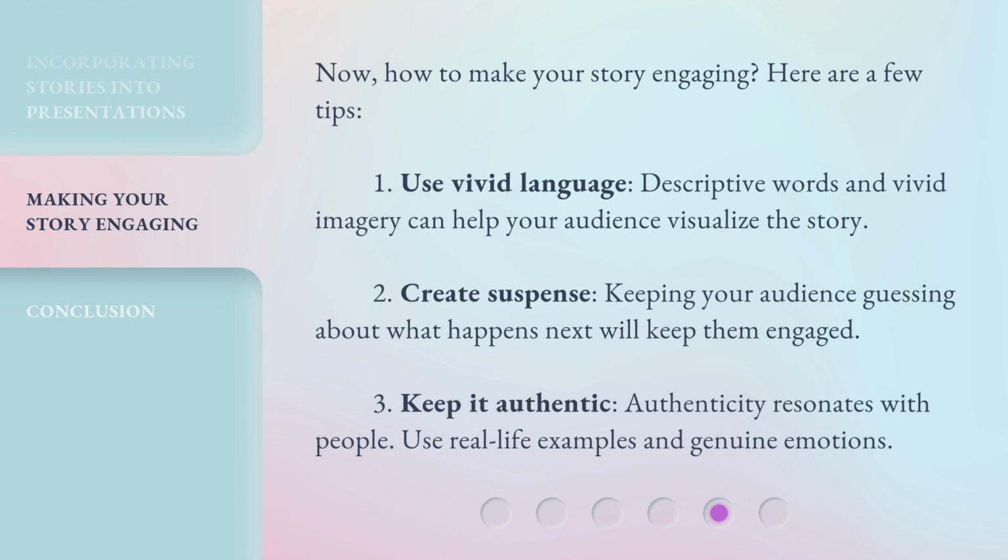Now, how to make your story engaging. Here are a few tips. 1. Use vivid language. Descriptive words and vivid imagery can help your audience visualize the story. 2. Create suspense. Keeping your audience guessing about what happens next will keep them engaged.